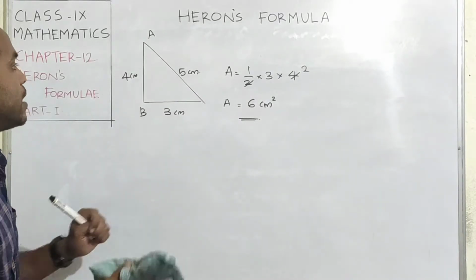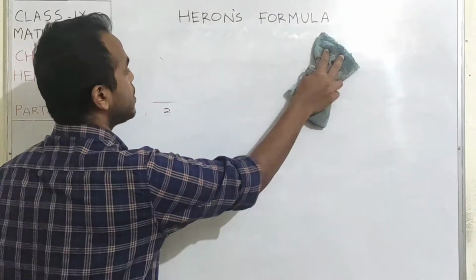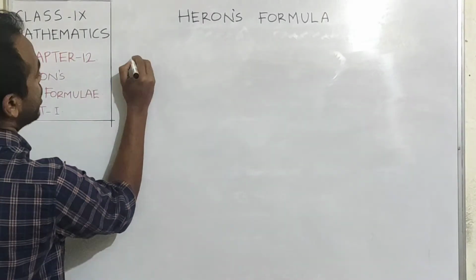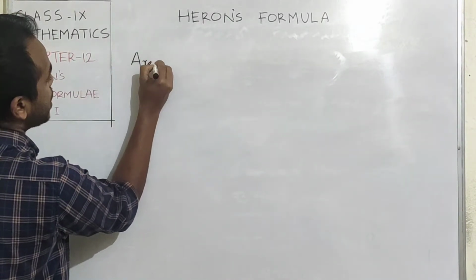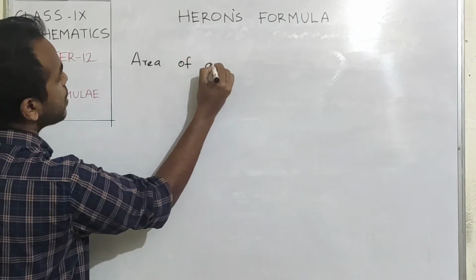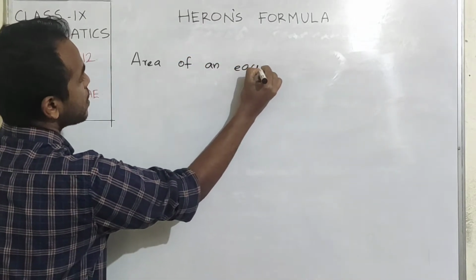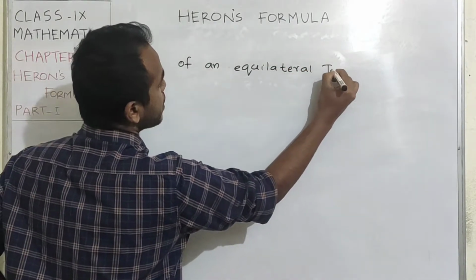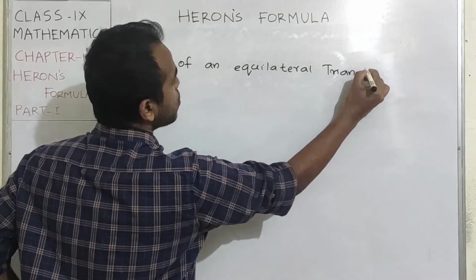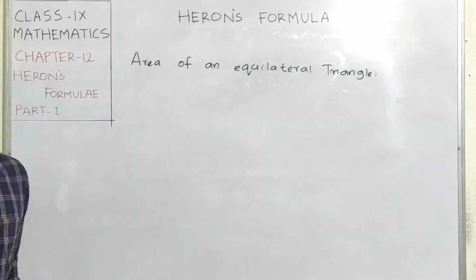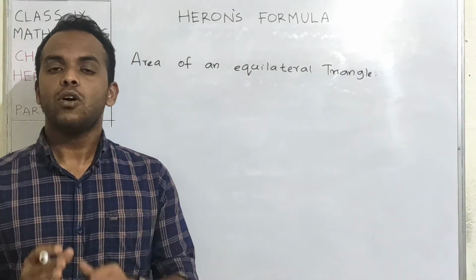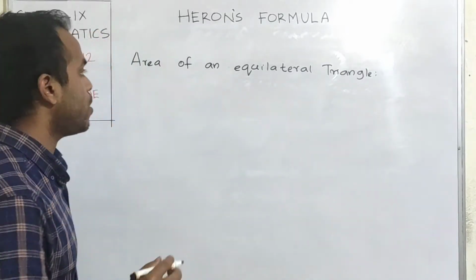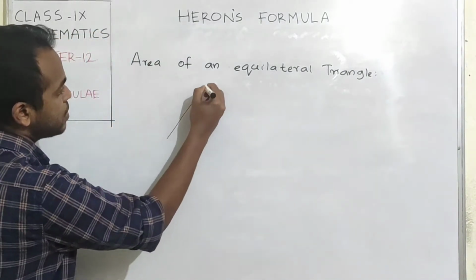Before getting into that, let me say one more important thing: area of equilateral triangle. It's better to learn that equation now itself. Area of an equilateral triangle. We know what's an equilateral triangle. The triangle that has all the sides equal as well as the angles equal. Such type of triangles are called equilateral triangle.